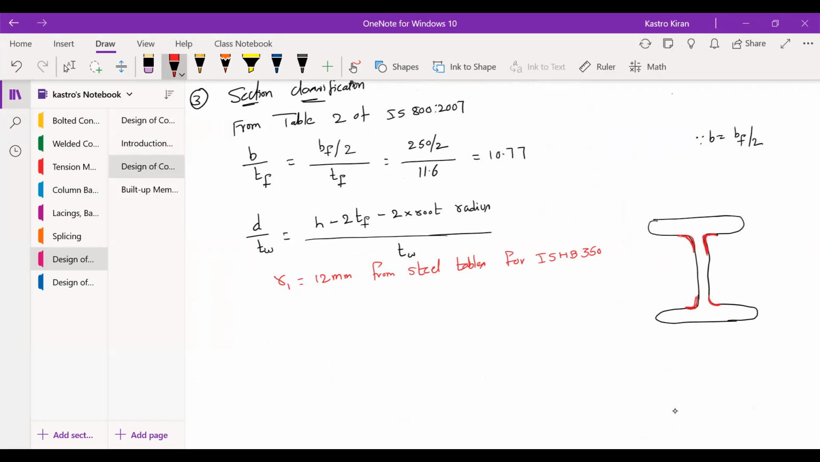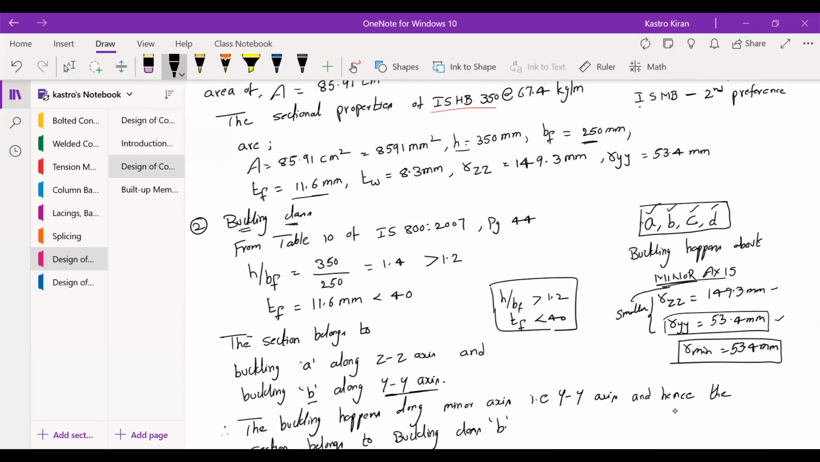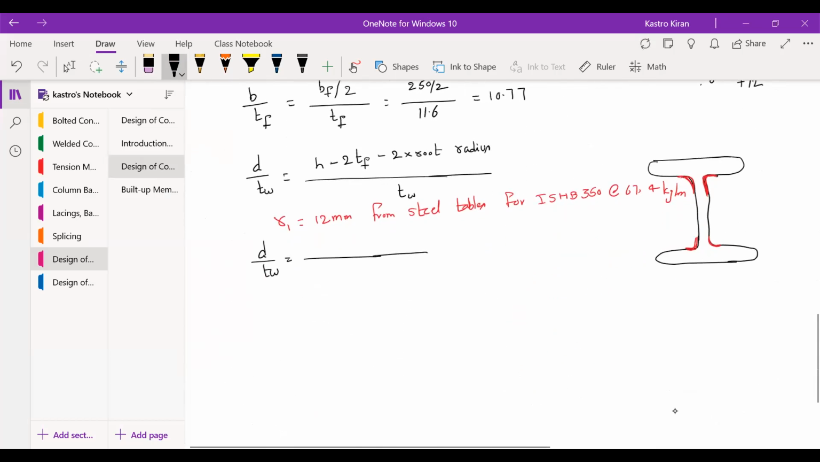And remember, you also have to mention the unit weight of the section, that is 67.4 kilogram per meter. Anyways, now let's solve for this one. Therefore, D by TW equals the H value. What is H? It is the height of the section. What is the height of the section? It is 350. So 350 minus 2 times the thickness of flange. What is the thickness of flange? 11.6.